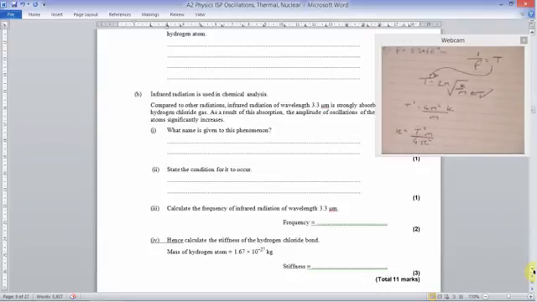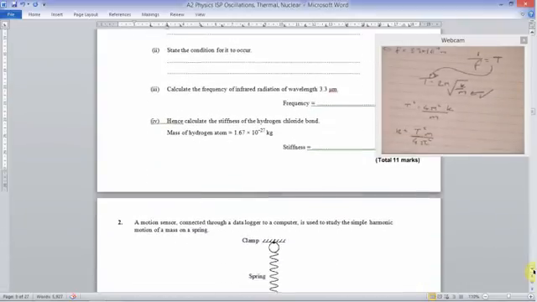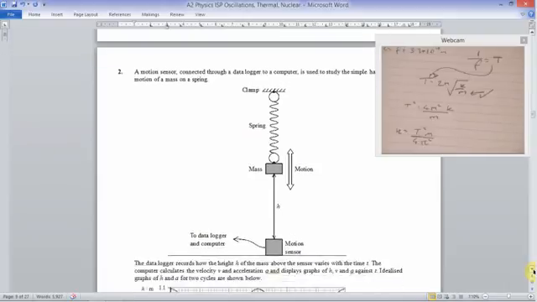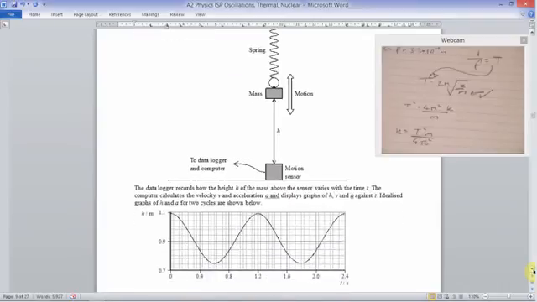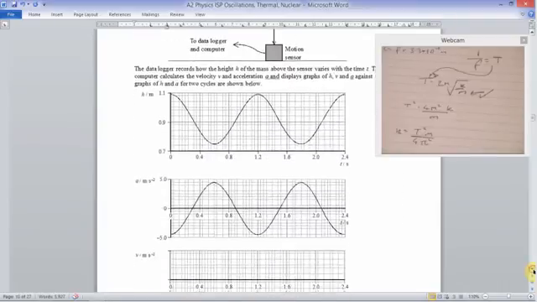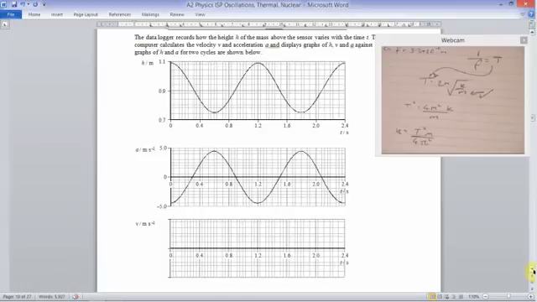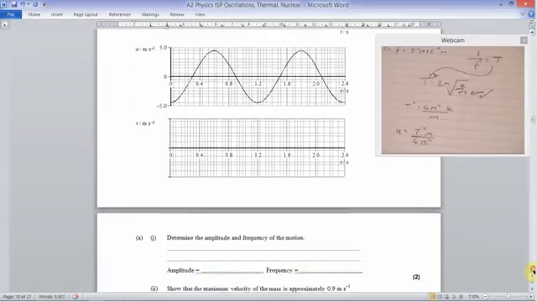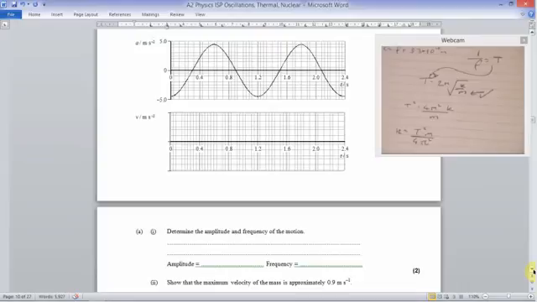Nice 11-mark question starts off. Question 2, a simple experiment that we've done in class many times. The idea of a mass oscillating on a spring, and they've drawn some graphs from it here. We've got a displacement time graph, followed by an acceleration time graph, and they want us to draw a velocity time graph, maybe not straight away, but at some point. Determine the amplitude and frequency of motion.